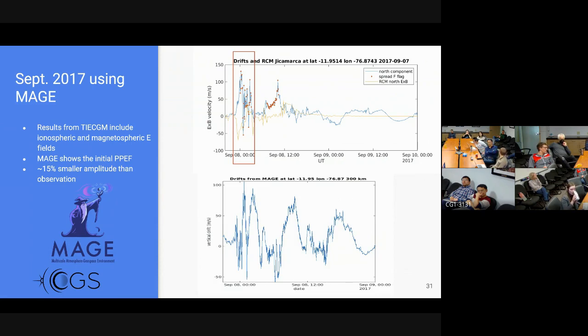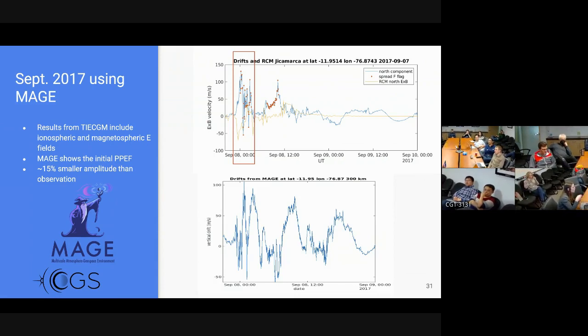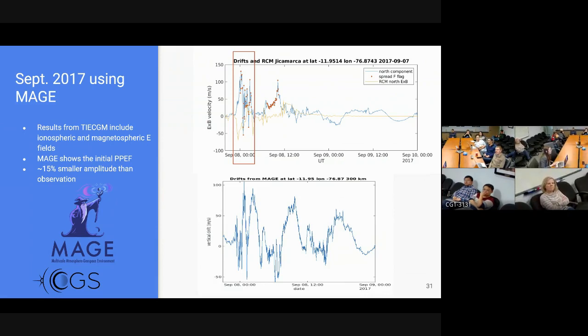Any other questions? So how does the penetration electric field get generated in range? In terms of substorm driven ones or just in general? Just general penetration electric field. So MAGE has RCM in it, so that portion would be the same. Just that MAGE, using Remix, looks at all the other current systems in the magnetosphere as well, so it can also capture those magnetotail contributions too. But since RCM itself is in there, that part's the same.